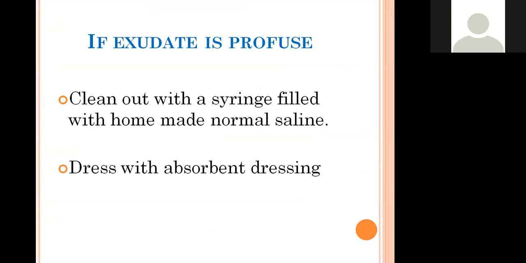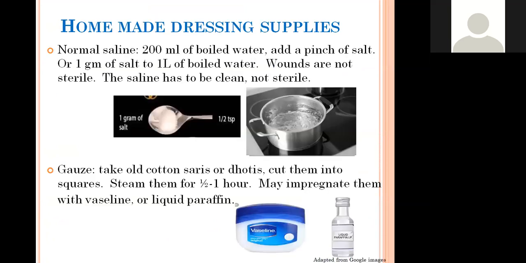the absorbent dressing. So for homemade dressing supplies, what we can teach the caregivers is to take 200 ml of boiled water, add a pinch of salt, or 1 gram to 1 liter of boiled water. And since wounds are not sterile, the saline has to be clean, not sterile. We also need to keep the economic background of the patient in mind, as for some patients it is very difficult to buy gauze pieces every now and then, since the dressing should be done every day.